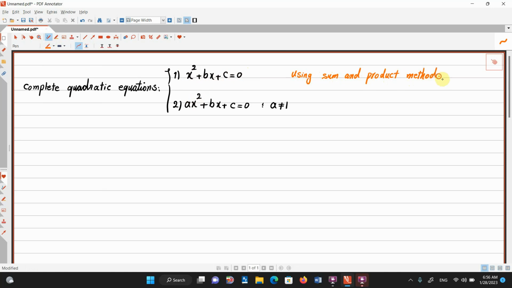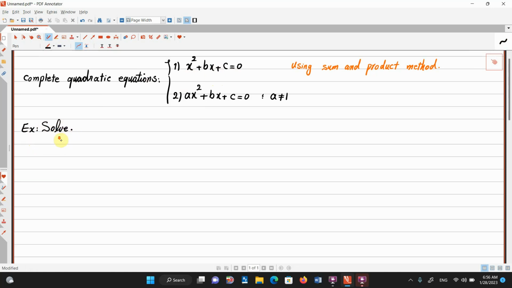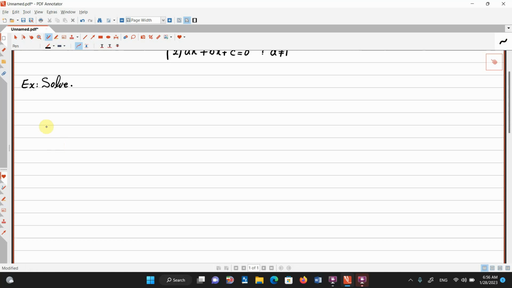Okay, guys, to make clear our topic, I'm going to give some examples. Example, solve. As the first example, I'm going to write number 1, x squared plus 5x plus 6 equals 0.